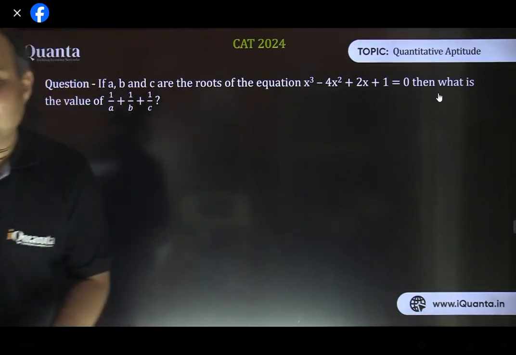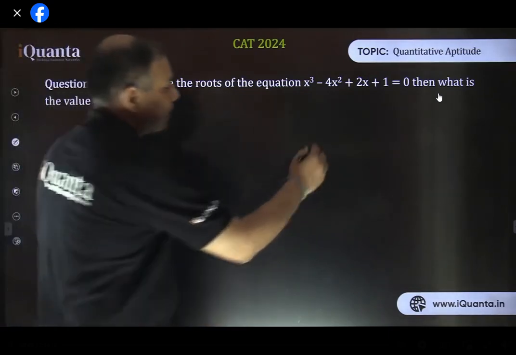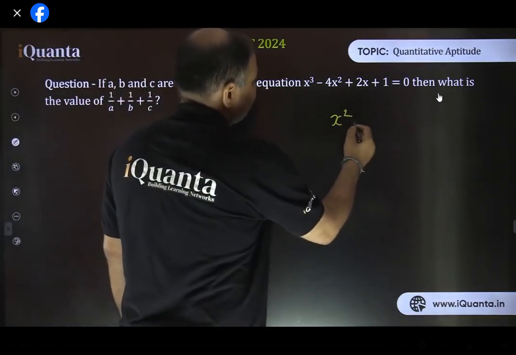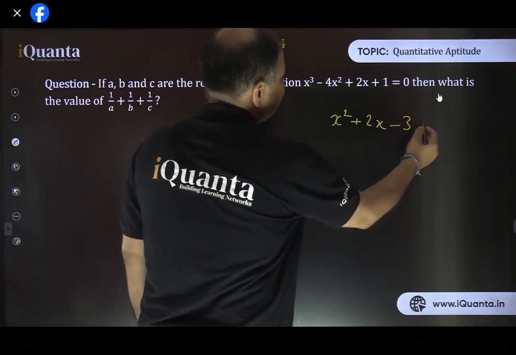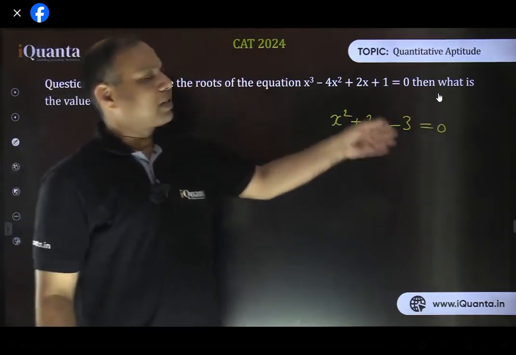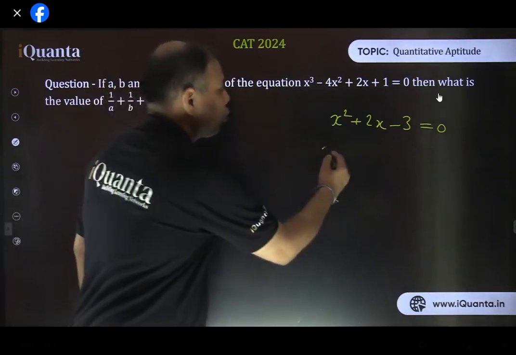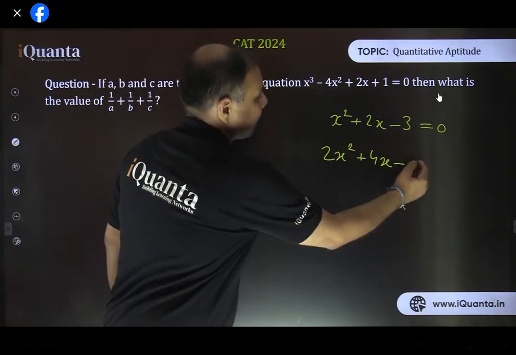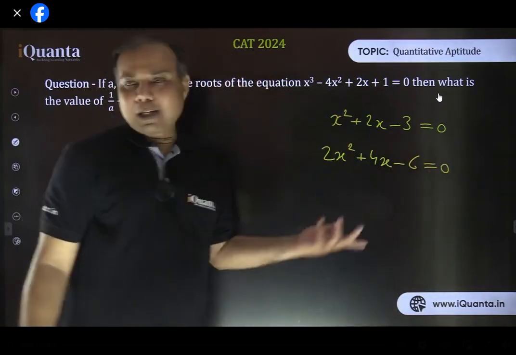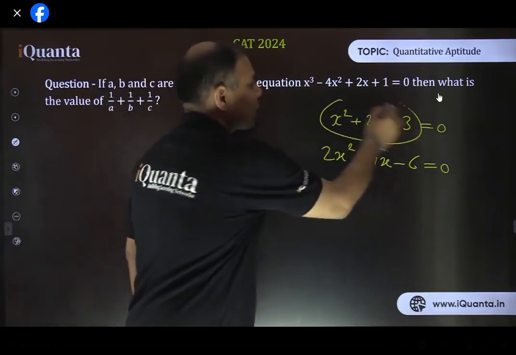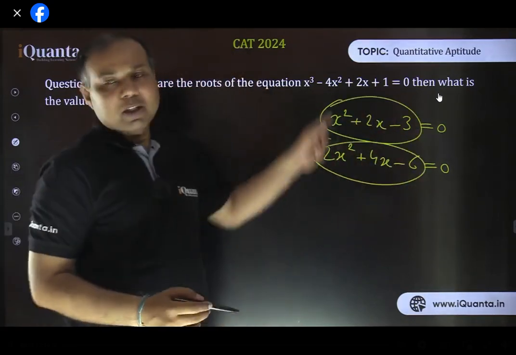Rahul is asking why equation is okay. So please understand. Suppose I say x square plus 2x minus 3 equals 0. Fine. If I multiply the whole equation by 2, then also it is going to remain 0. So 2x square plus 4x minus 6 is also equal to 0. That doesn't make any difference. But if I'm talking only of this expression, then these two are different expressions. They are not same. It is double of this.